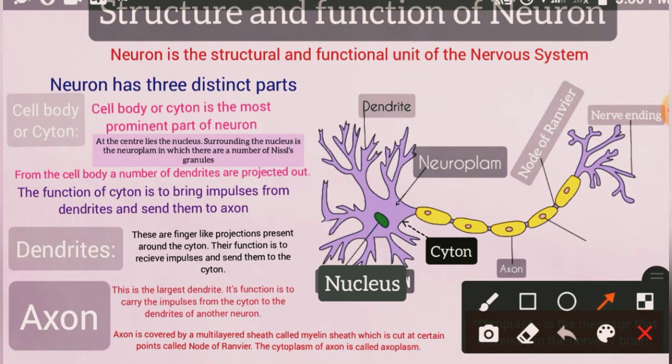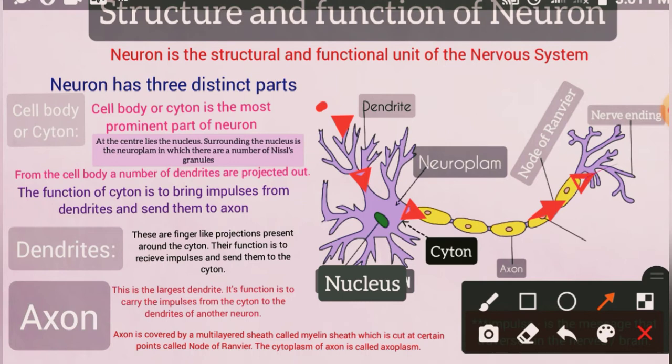Again, the dendrites. The dendrites are kind of fingers which project or come out from the cyton or the cell body. And these dendrites are large in number, and their function is to sense or perceive the stimulus. Say the stimulus is somewhere here, and that stimulus will be perceived or carried into the dendrite first of all, and from the dendrites that message will go to the cyton, and from the cyton that message will enter into the axon and travel till it reaches the end of the axon, which is called the nerve ending.